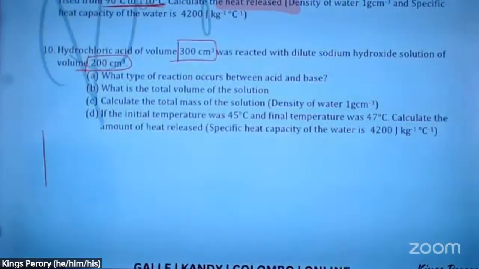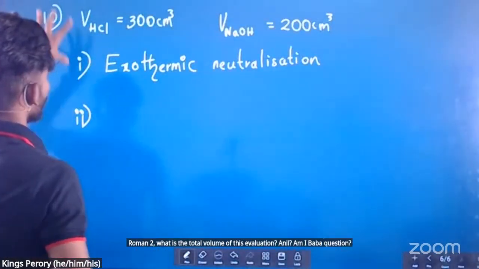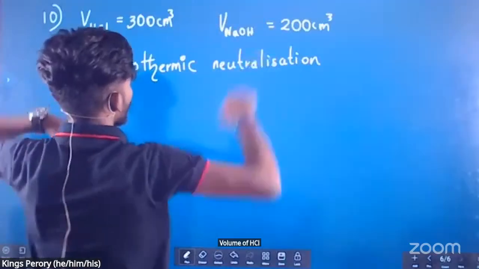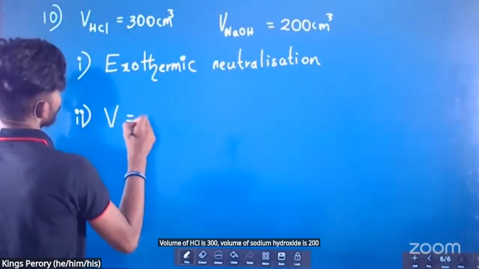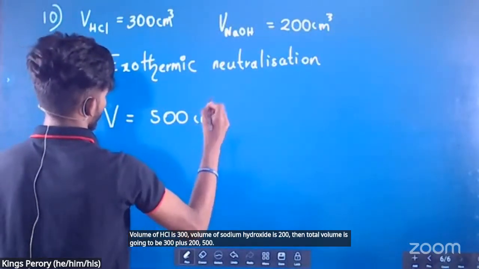Roman 2. What is the total volume of the solution? Easy question. Volume of HCl is 300. Volume of sodium hydroxide is 200. Then total volume is going to be 300 plus 200, 500 cubic centimeter.